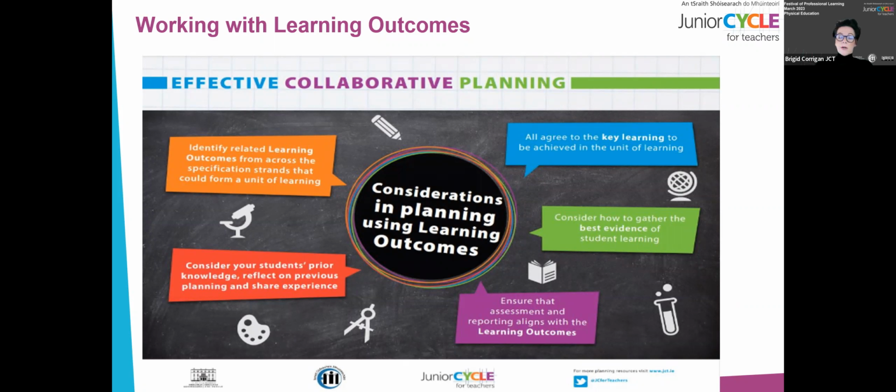And starting from the orange box at the top left corner, moving clockwise around the poster, the considerations are summarised as: to use a non-linear integrated approach in planning a unit of learning by selecting learning outcomes from across strands; have a shared understanding of what is to be learned in a unit; consider how evidence of learning is gathered, ensuring alignment between assessment and learning; and finally, draw on prior learning experiences.